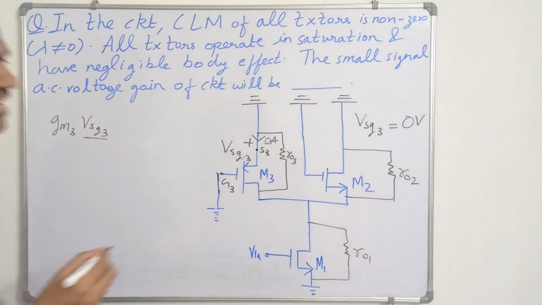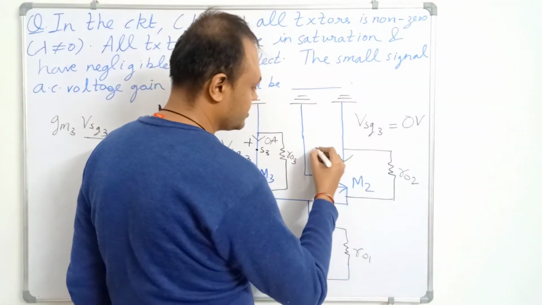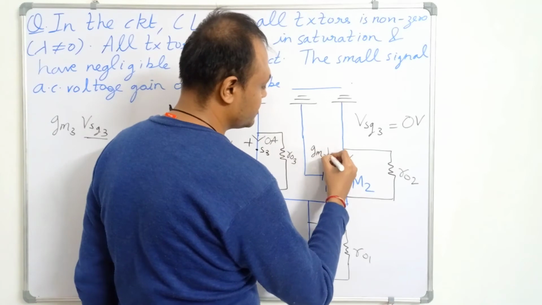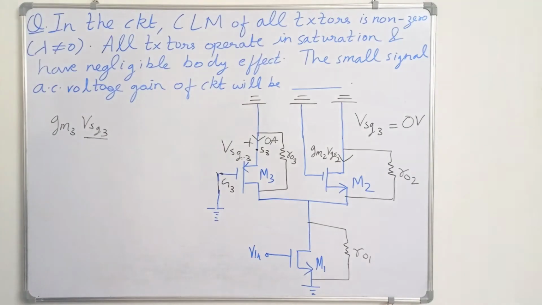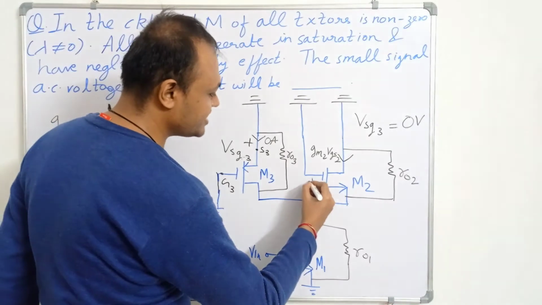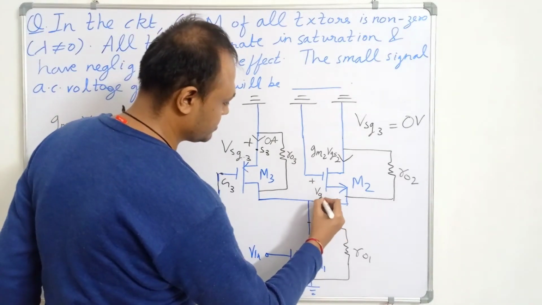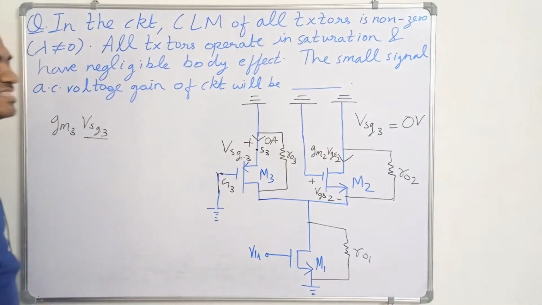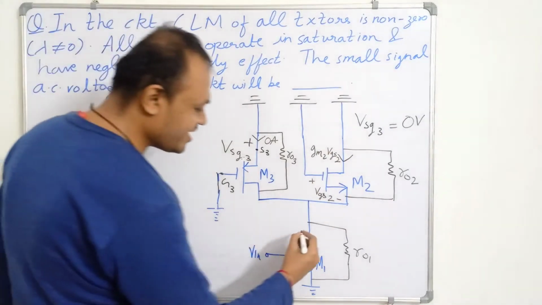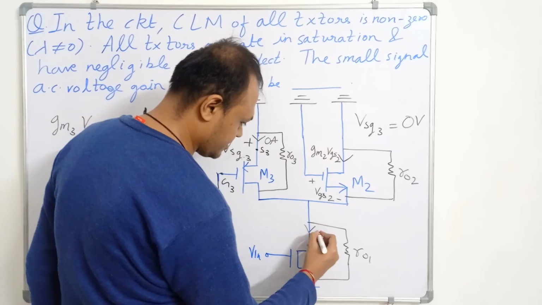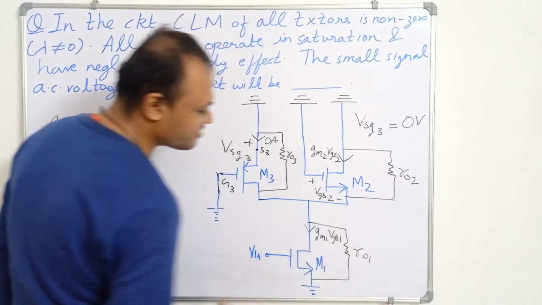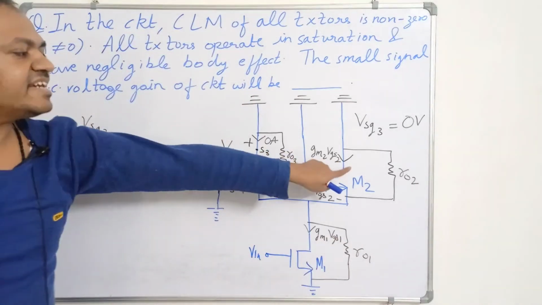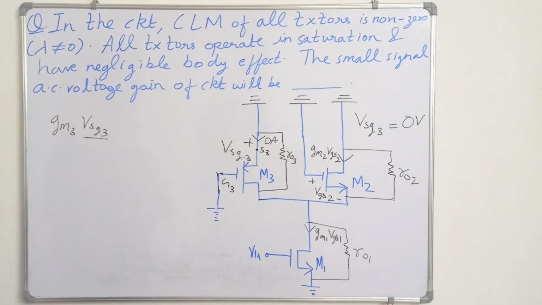Then this current will be GM2 VGS2, where this is your VGS2. So this current is GM2 VGS2. This current will be GM1 VGS1. So this current is GM2 VGS2, this current is GM1 VGS1.